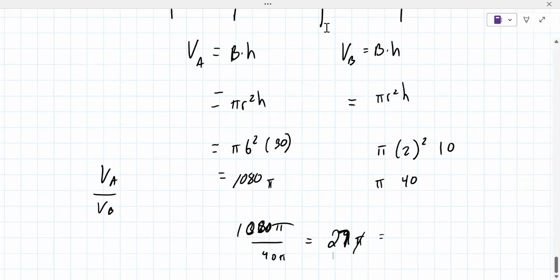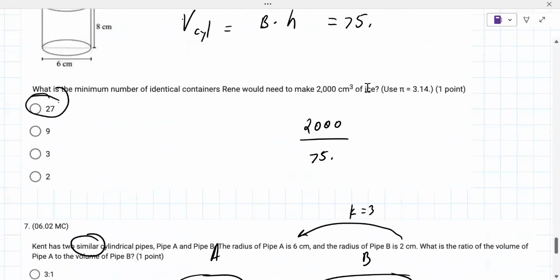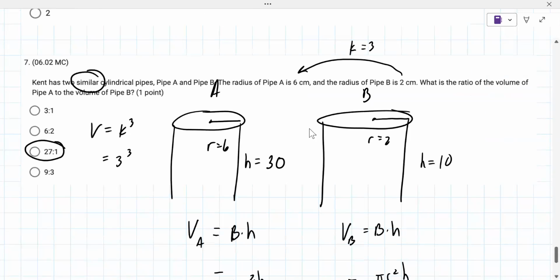Oh, so how did you come up with the 30? Because it's similar. When it's similar, that means 2 goes to 6, you multiply by 3, so 10 has to go to 30. Oh, you got the ratio from the radius. Yeah. Oh, got it. Yeah, now I get it. That makes a lot more sense.